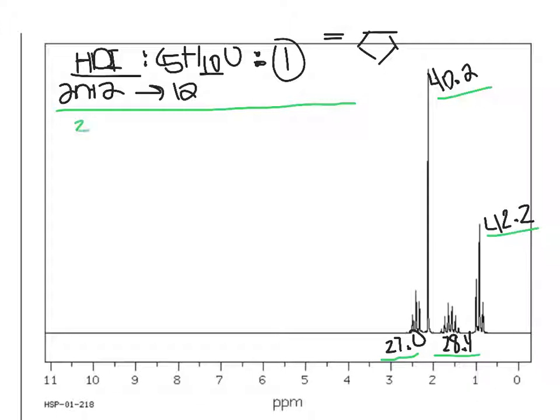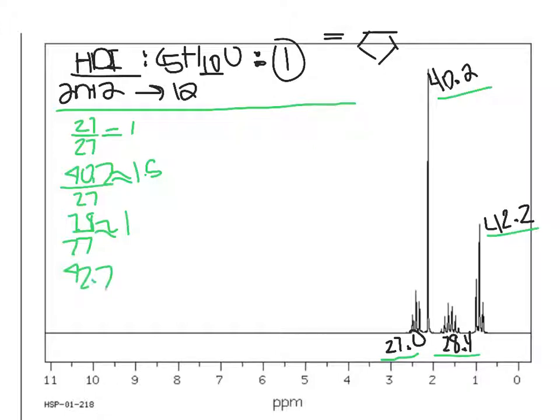So that's 27 divided by 27 is 1. Right, 40.2 divided by 27 is approximately 1.5. 28.4 divided by 27 is approximately 1. And 42.2 divided by 27 is approximately 1.5.